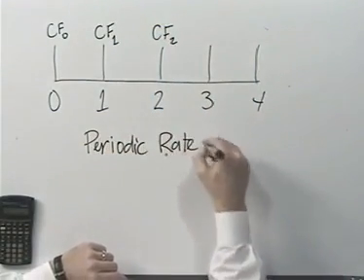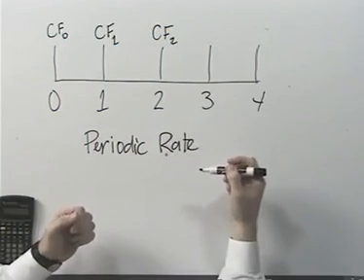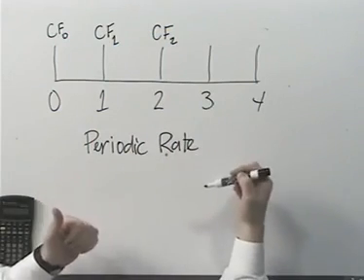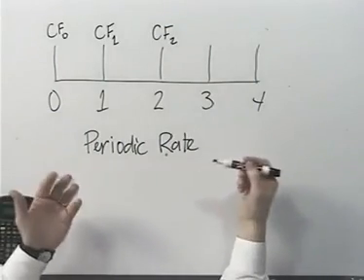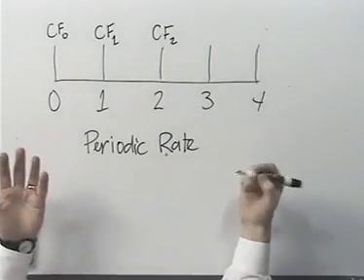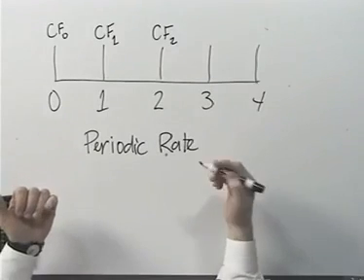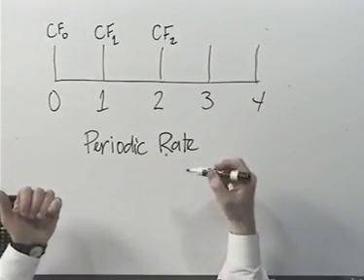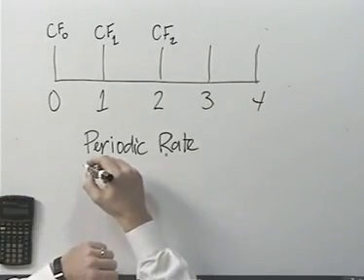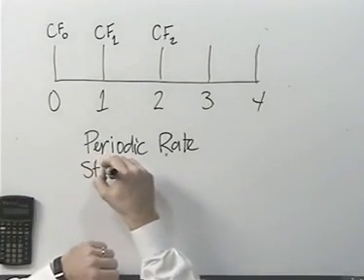A periodic rate, as its name suggests, is an interest rate per a period of time. It could be a monthly rate, or it could be a yearly rate, or it could be a semi-annual rate, which is a 6-month rate. So a periodic rate is an interest rate per period of time. Let's contrast that with something we could call a stated annual rate.